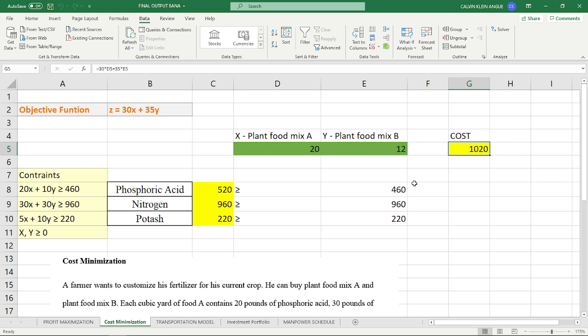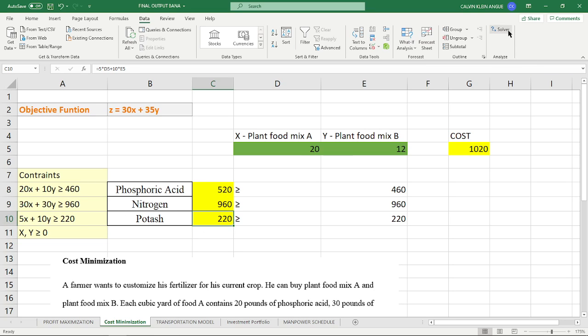So we need to put here our formula, and you put our objective function here so you will know. It will be 30 times D5, plus 35 times E5. So that's your formula for the cost. And then for the constraints, it's the same as we do in the profit maximization. You just change your variable x into D5 and E5. It's the same for nitrogen and potash.